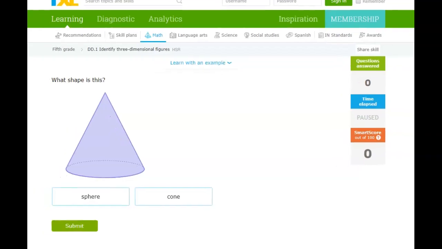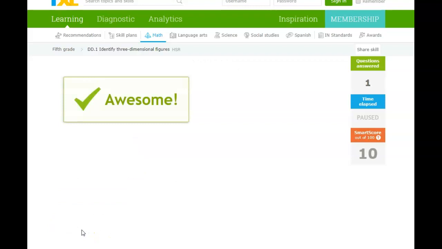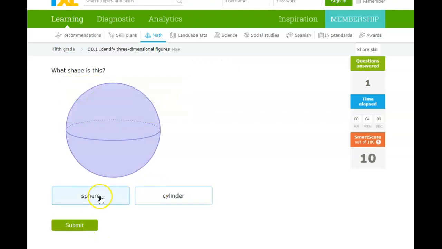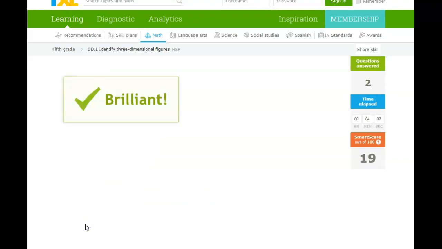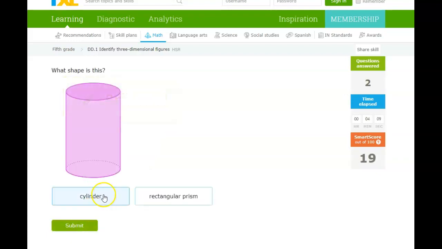So taking a look at a few of the IXL, what shape is this? This is a cone. This would not be considered a polyhedron because it's not made up of straight sides, it's made up of a circle. So that one would be a cone. This one we know is a sphere, so again, this would not be considered a polyhedron. A cylinder, again, would not be considered a polyhedron.